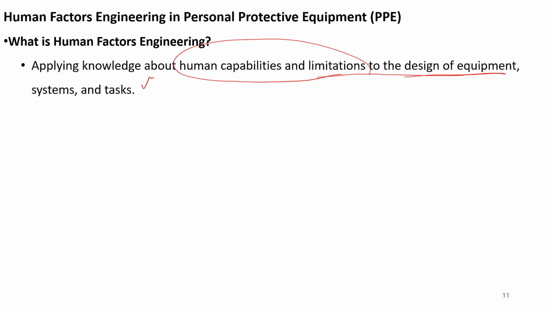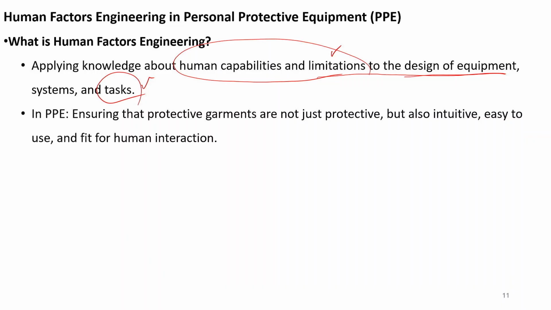Suppose a person cannot bend beyond a certain level, or can carry only a maximum load comfortably. All this type of study we must carry out before designing the equipment and also the tasks. Human capability has to be understood first, then in PPE ensuring that protective garments are not just protective, but also intuitive, easy to use and fit for human interaction. Only protection we should not keep in mind.